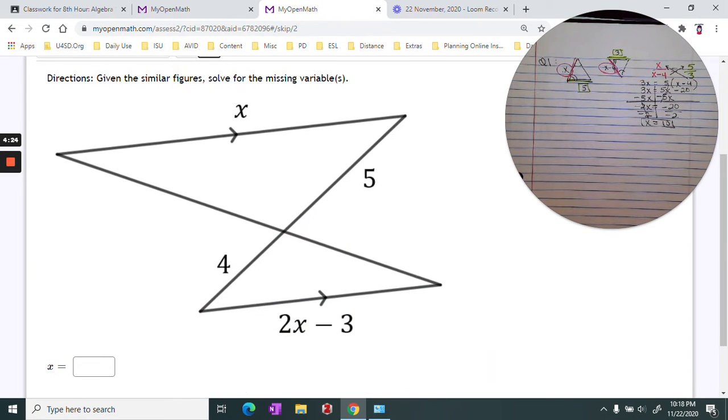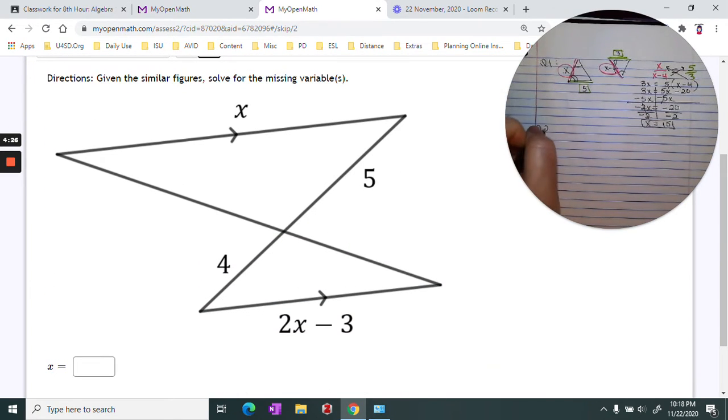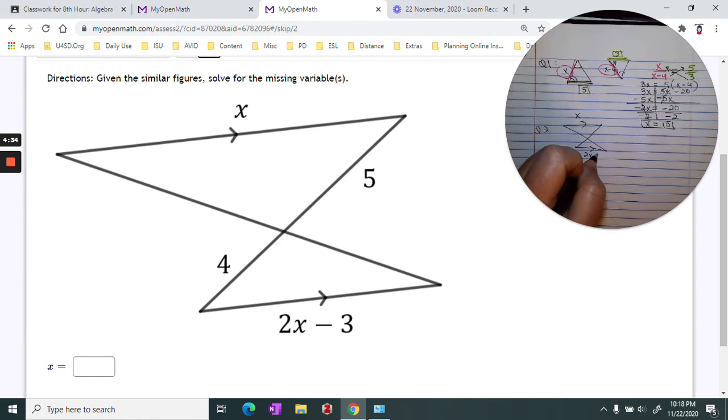Same process. I have a diagram. I'm going to sketch briefly. I have parallel sides. This is x. This is 2x minus 3. This is 4. This is 5.